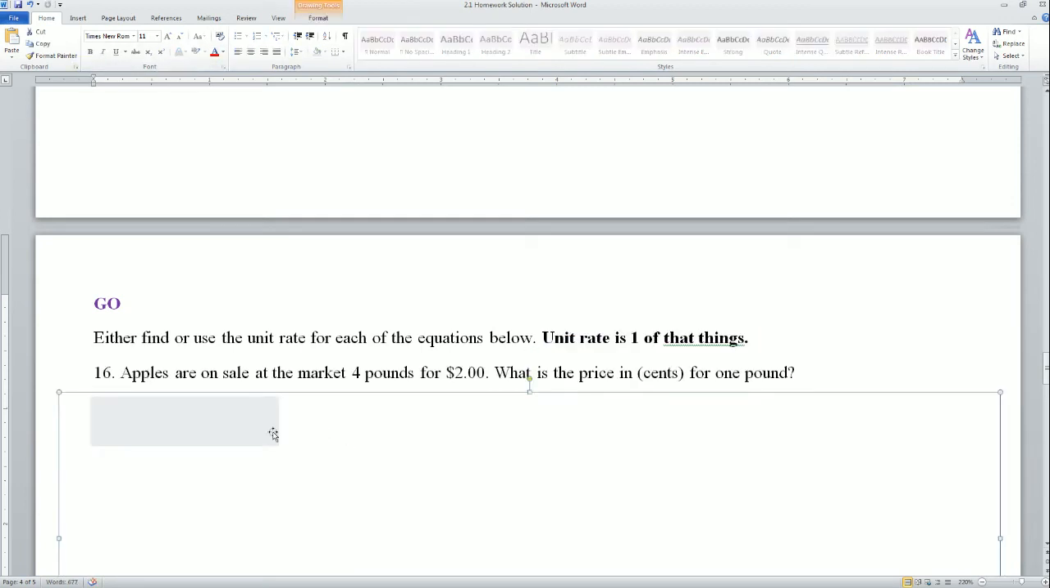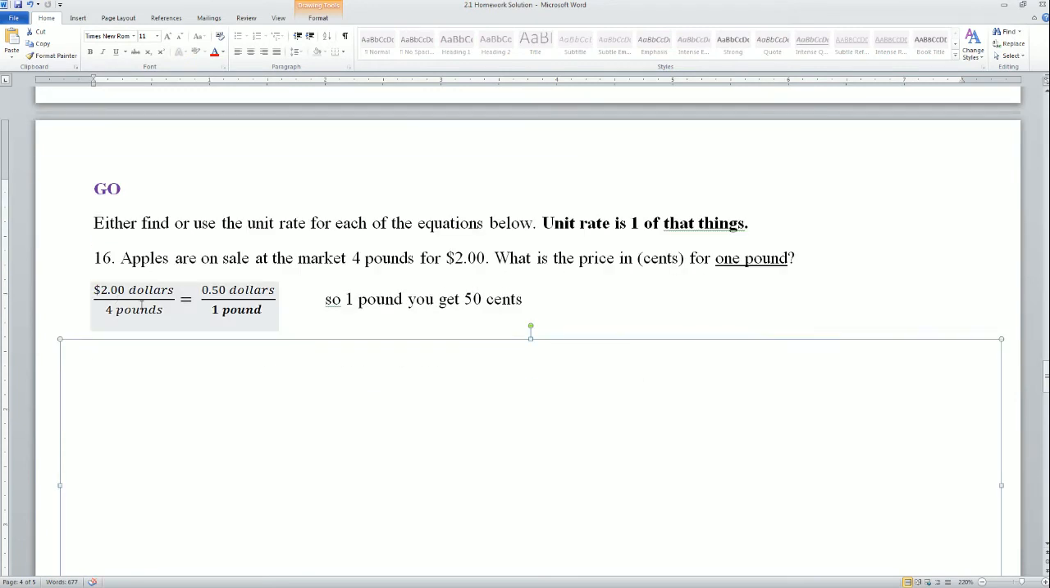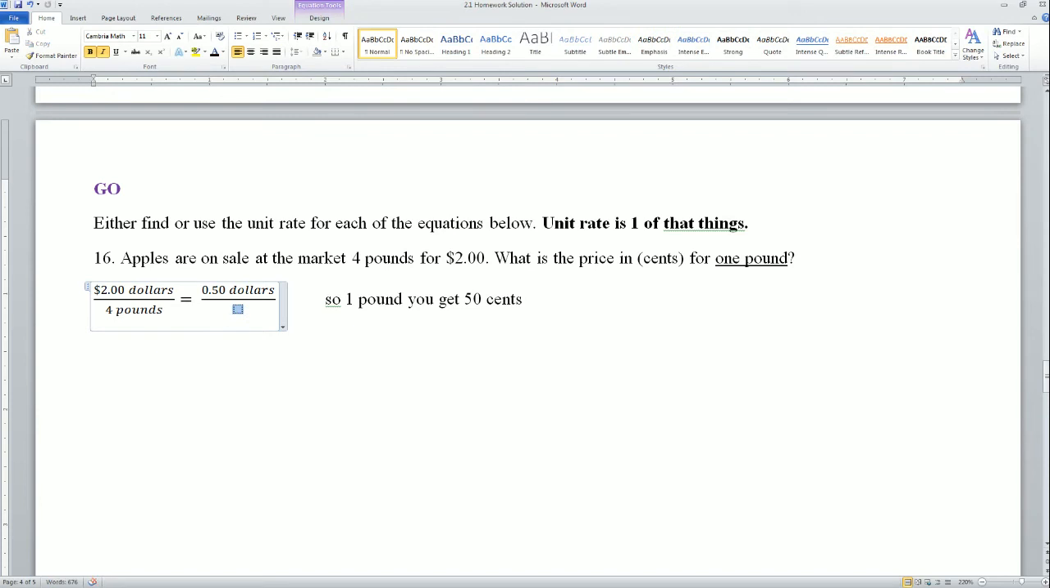Alright, let's look at this. Apples are on sale at the market at 4 pounds for $2. What is the price for 1 pound? You see it's 1 pound here. When they refer to one of something, they are looking for the unit rate. So here we have $2 over 4 pounds. If you put that in your calculator, you're going to get 0.50, right?